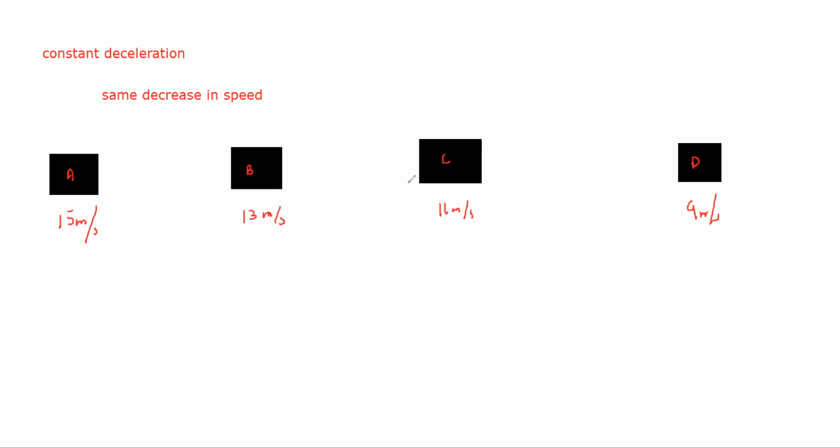First thing, it's a deceleration because the speed is decreasing. Whenever the speed decreases, we call it deceleration. But whether it is a constant deceleration, how can you identify? You identify the difference between the values. From A to B, the deceleration was 2 meters per second square. From B to C, the deceleration is also 2 meters per second square. From C to D, also 2 meters per second square. So at all the points, the deceleration is constant, the same decrease in speed.